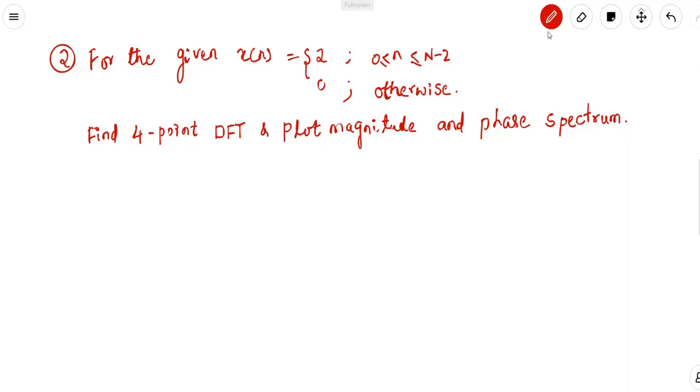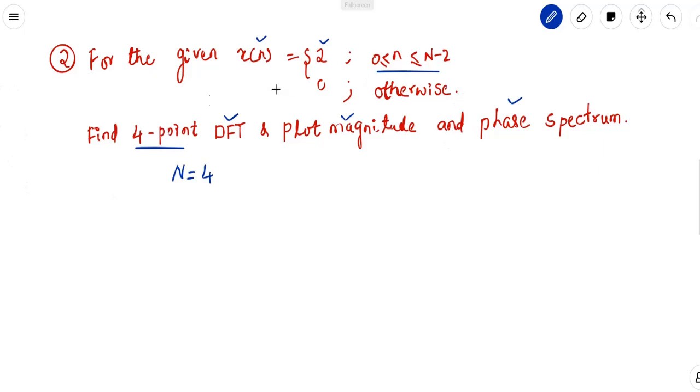If you see this problem here, for a given sequence x of n, the value, that is the amplitude, is 2 for the range of 0 to N minus 2. N is given in the problem only. Capital N is equal to 4. In this you have to calculate the DFT, that is the discrete Fourier transform, converting from time domain to frequency domain as we did in the first problem, and also calculate the magnitude and phase spectrum and plot them.